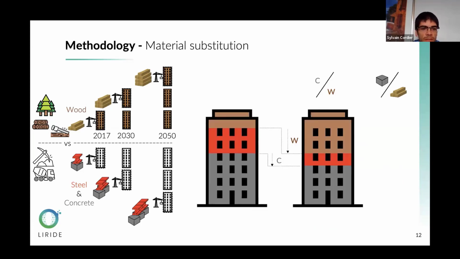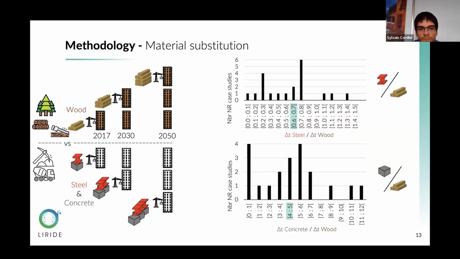And then in the next slide, it gives this distribution for different substitution factors of steel and concrete. So we can see how many case studies there are, and how many tons of steel and concrete were displaced per ton of wood added in the construction. There is an order of magnitude between the displaced steel and concrete. For the results, I will just use the average value and the extreme values to simplify the scenarios.